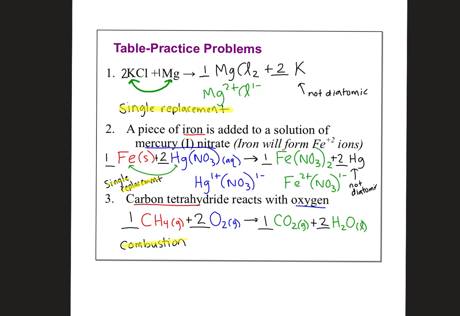Okay, and so again, this is Mr. Steal Your Girl. I knew that because we had a compound and a single element. All right, a piece of iron is added to a solution of mercury 1 nitrate.